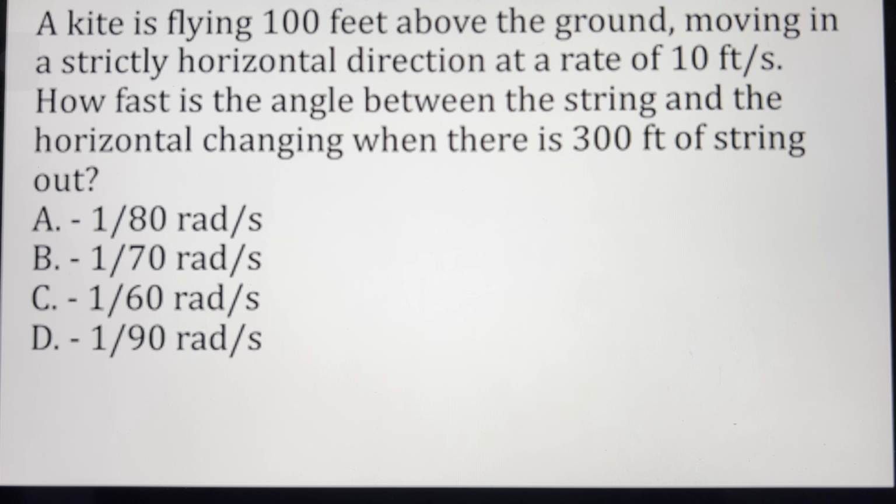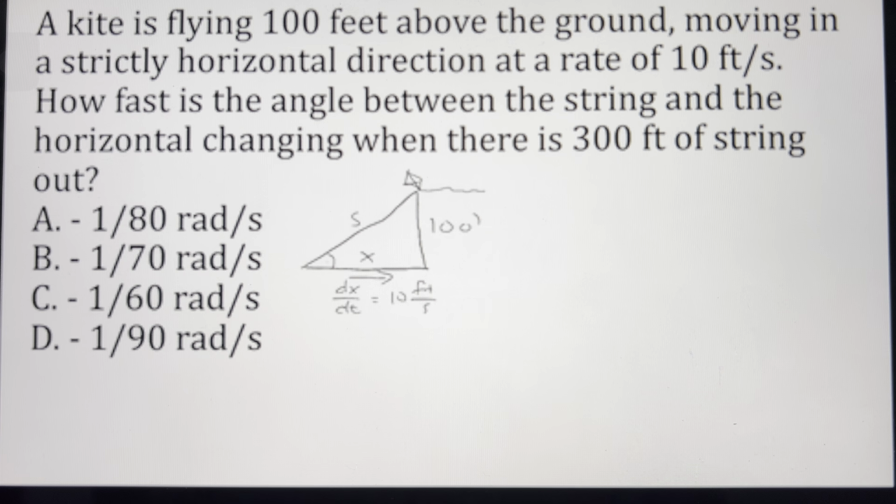A kite is flying 100 feet above the ground, moving in a strictly horizontal direction. So let's say this is my kite. And then it is 100 feet above the ground, and it is moving in the horizontal direction. Let's say that is x. So if it is moving, the rate of change of x with respect to time is 10 feet per second. How fast is the angle between the string, let's say this is our s, and the horizontal changing when there is 300 feet of string out?